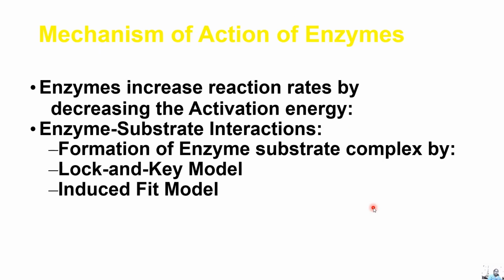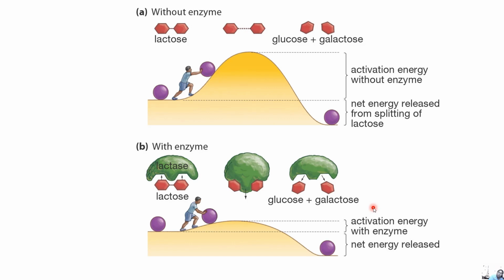So, what is the mechanism of action of enzymes? Enzymes will increase the reaction rates by decreasing the activation energy. Enzyme-substrate interaction is basically the formation of an enzyme-substrate complex by the lock and key model or the induced fit model. Without the enzyme, the activation energy will be huge, and the net energy released from splitting of lactose will be this. But with the enzyme, the activation energy will be decreased.